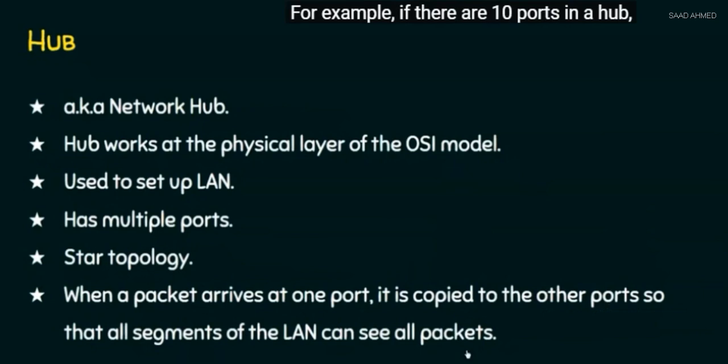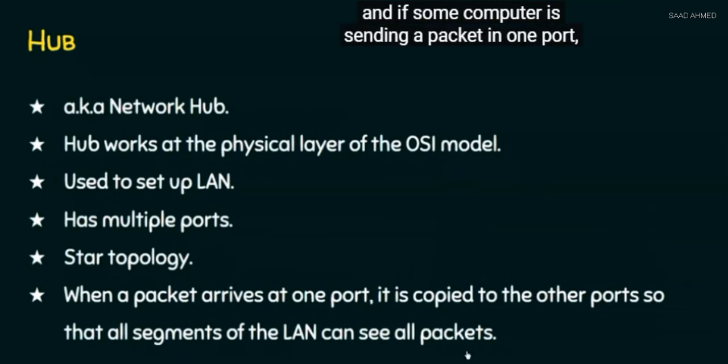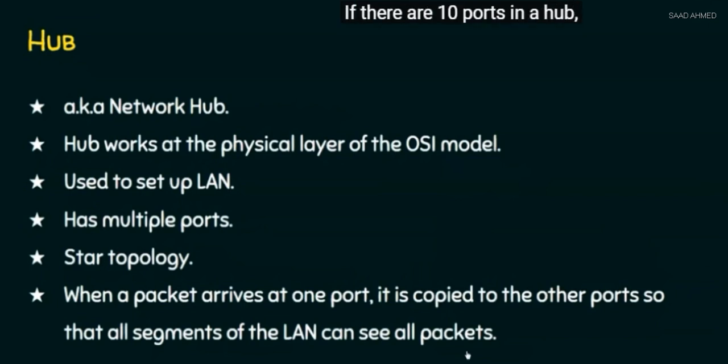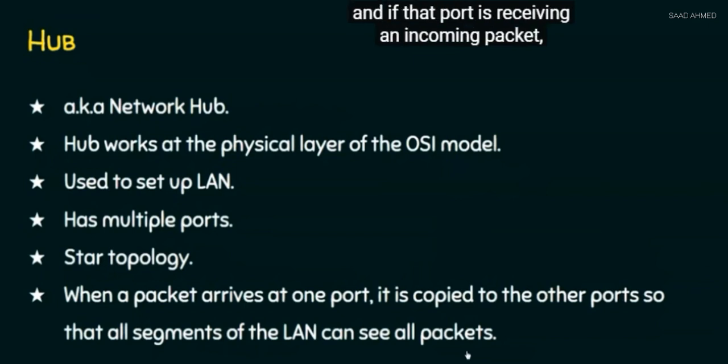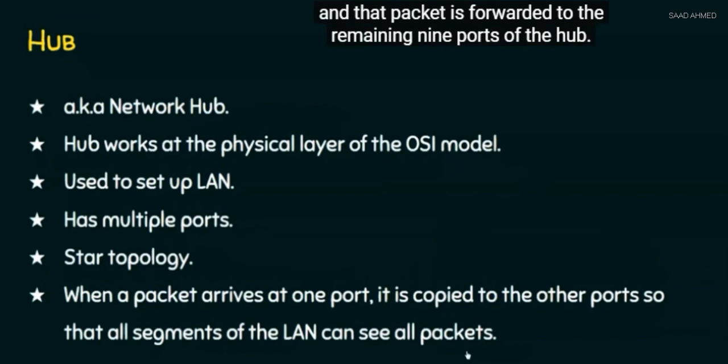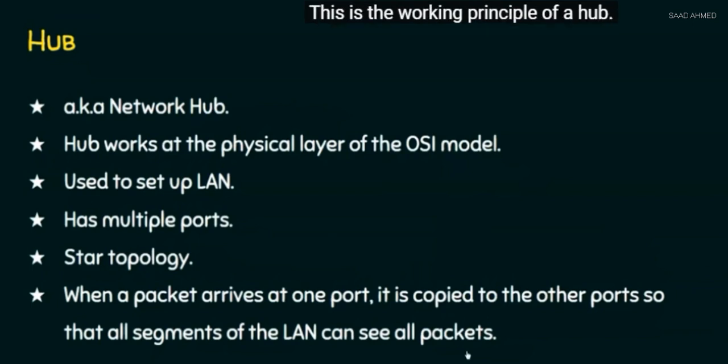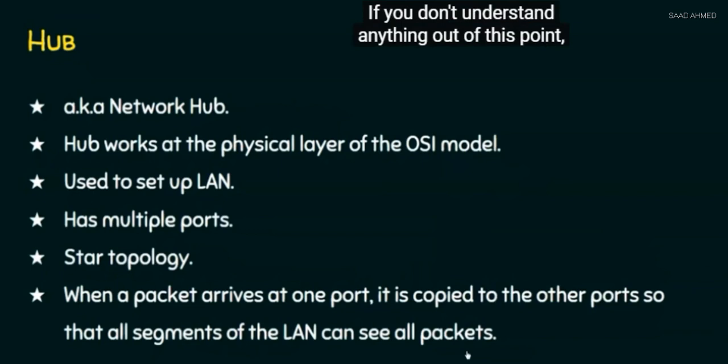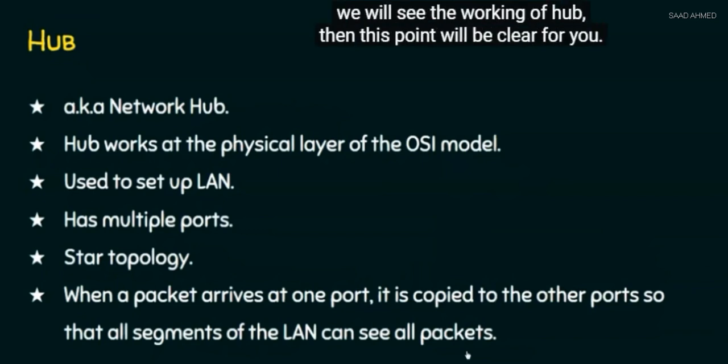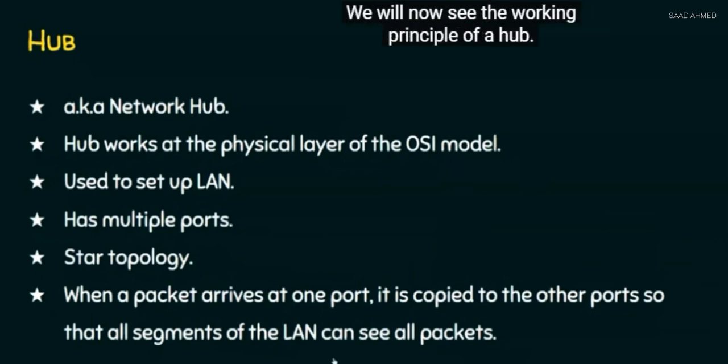For example, if there are 10 ports in a hub, and some computer is sending a packet in one port, then the data is copied to all the remaining 9 ports. If one computer connected to one of the ports is receiving an incoming packet, the packet is forwarded to the remaining 9 ports of the hub. This is the working principle of a hub. If you do not understand anything out of this, we'll see how it works, so that it can be clear.